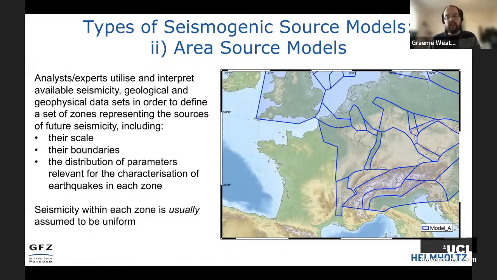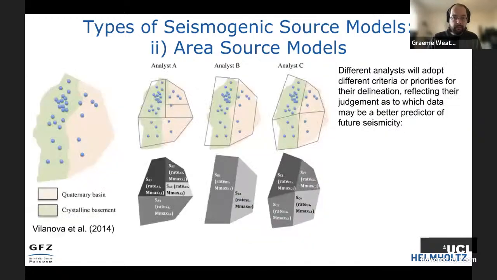And this includes defining their scale, so basically large scale or small scale, their actual boundaries, where the edges of the zones are, and with that, the distribution of the parameters that are relevant for characterizing seismicity in the zone. So recurrence parameters, parameters on likely orientations of the ruptures, and so on. And seismicity within each zone is usually assumed to be uniform.